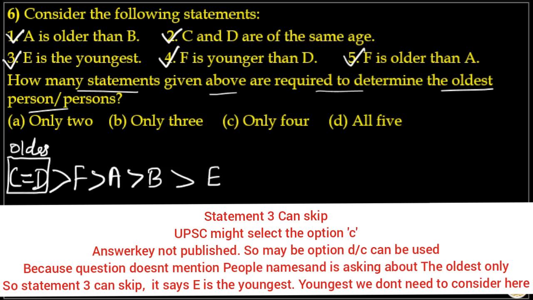Oldest. And you need all these statements. That is all these 5 statements. We used all these 5 statements to find out which one is oldest. Here C and D, both persons are oldest. So we need all 5. So option D is your answer.